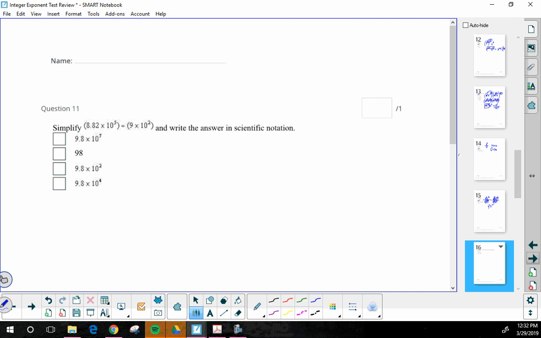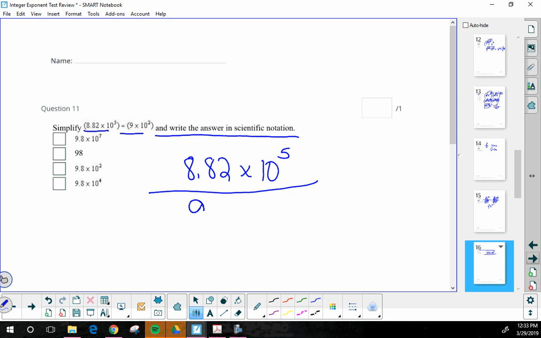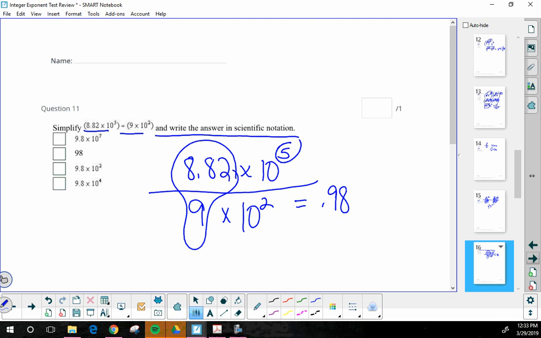Now we're on question 11. Question 11 is to simplify this and then write your answer in scientific notation. So 8.82 times 10 to the 5th divided by 9 times 10 to the 2nd. So when you divide this right here, you're going to get 0.98. When you subtract those two exponents, you're going to get 3.